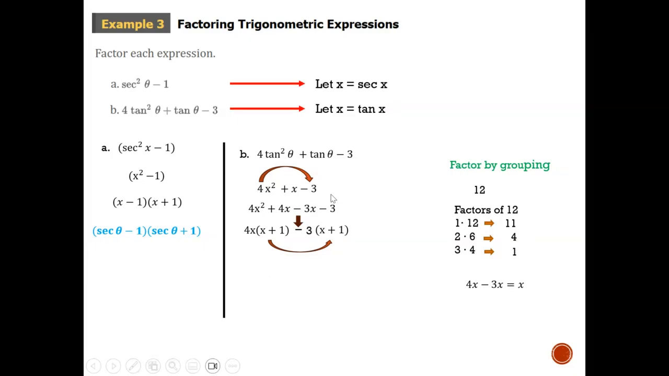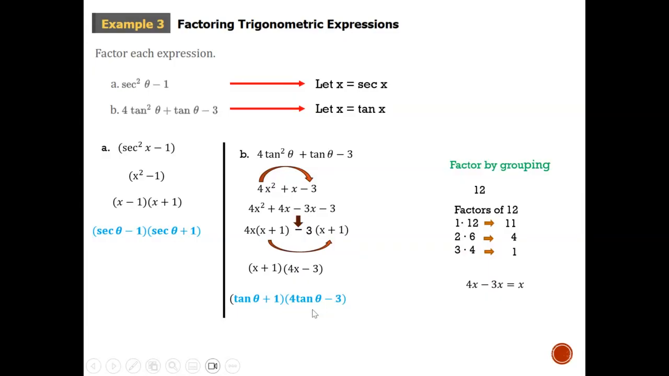Now, we went from 3 terms to 4 terms to 2 terms. Now comes my answer. So you can ask yourself, what do these 2 terms have in common? The x plus 1. If you factor it out, what's left? 4x minus 3. This is my result, guys, of factoring. Now I'm going to go back and substitute tangent of x for every x. Or tangent of theta, right? Because here they're using theta. So this is my result: tangent theta plus 1 and 4 tangent theta minus 3.